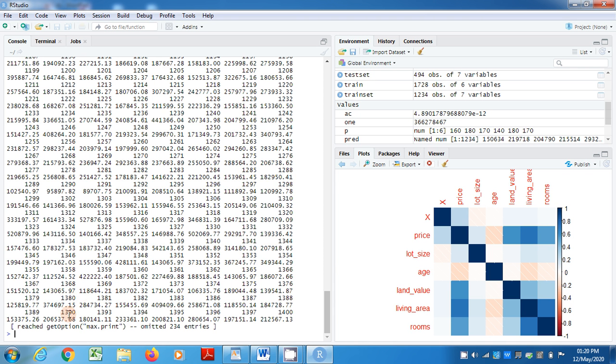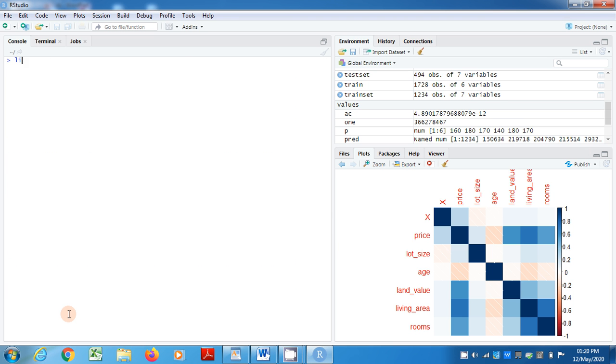So first, I need to load the metrics package. Before loading, you need to install it. Library metrics, could not find function, library.